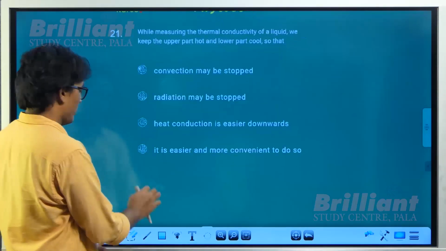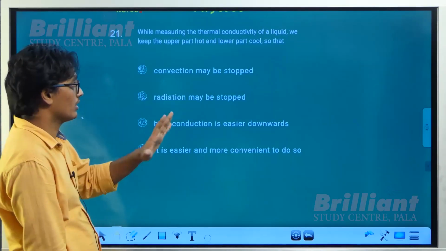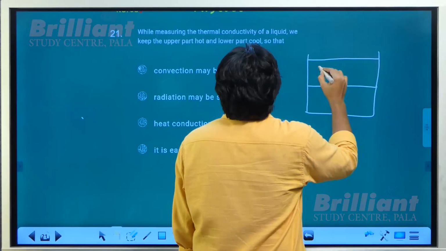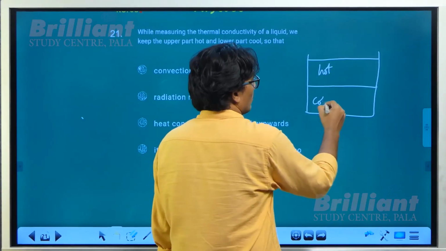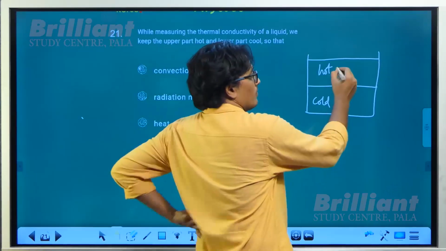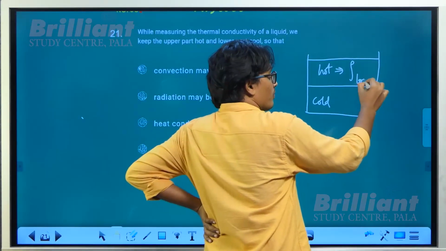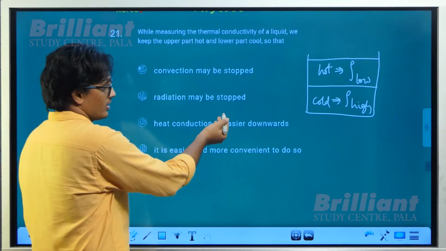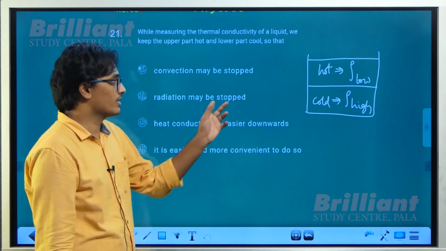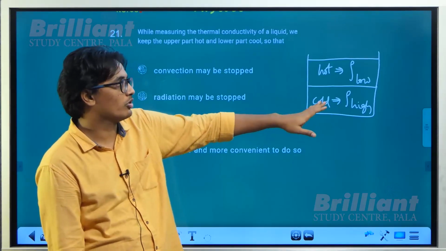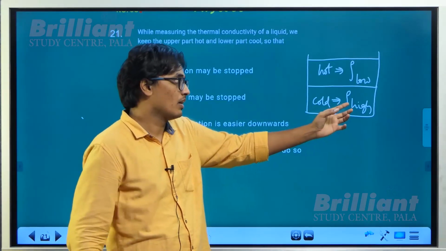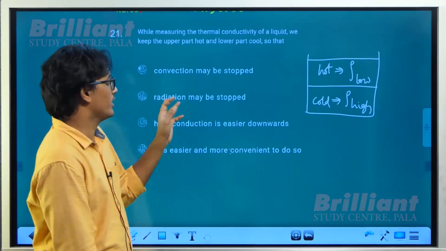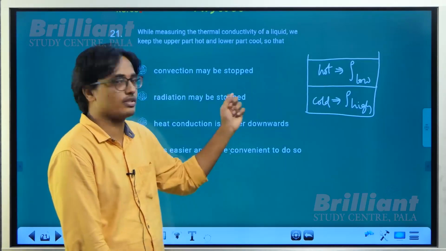While measuring the thermal conductivity of a liquid, we keep the upper part hot and the lower part cool. For a liquid, hot liquid will have lesser density and cold liquid will have higher density. Convection may be stopped. Radiation cannot be stopped by this. If you want to stop radiation, you have to use vacuum or insulators. This is not the condition for stopping radiation.